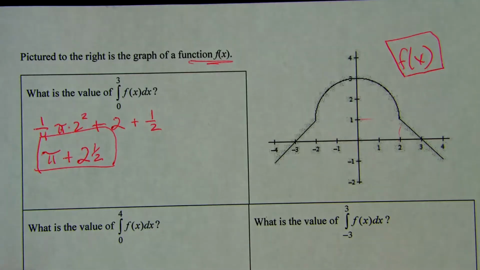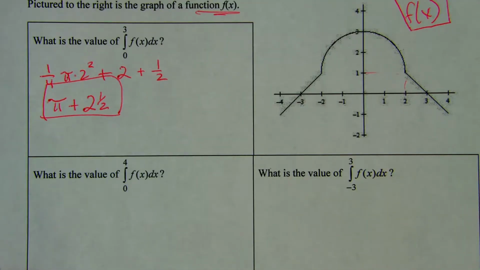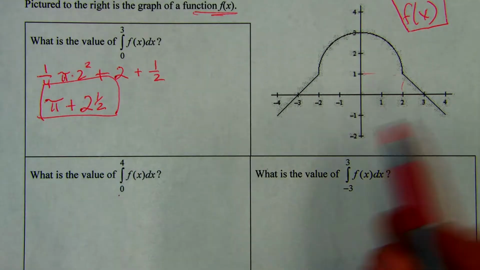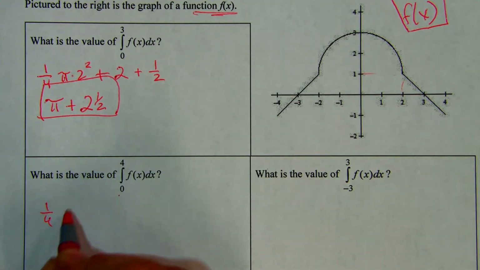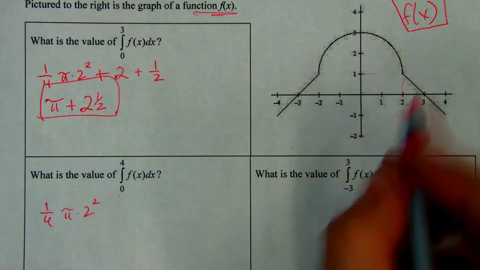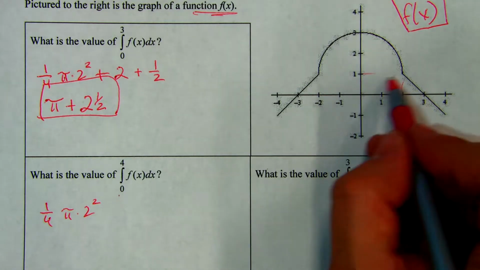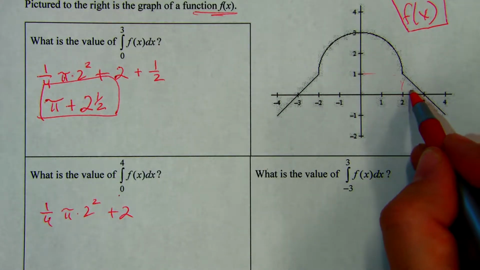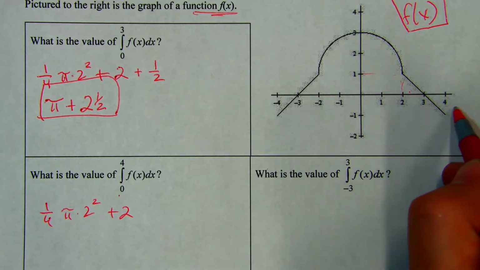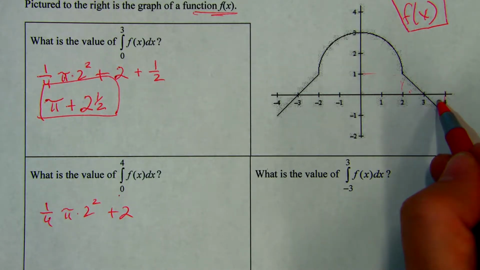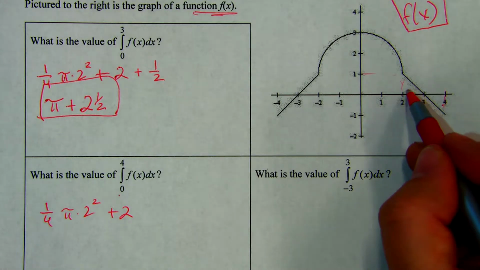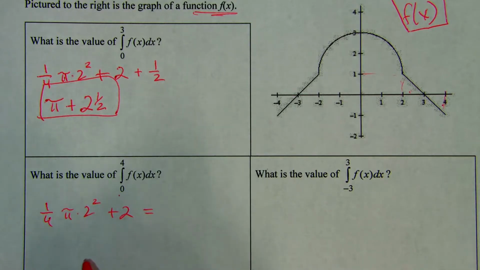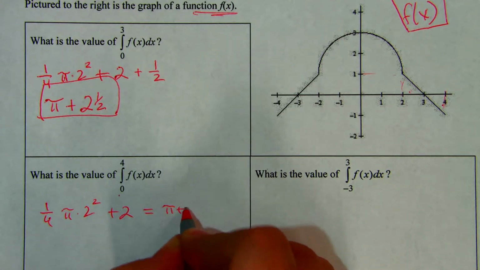If I wanted to do the next one, I'm still looking just at the graph. Now I'm going from 0 to 4, so I'm going to have that same 1/4 pi times 2 squared, this quarter of a circle. I'm going to have the same rectangle here, which has an area of 2. And then I have this triangle here, which I know is 1/2 because I already figured that out. But then I'm going to have this other triangle, because I'm going all the way to 4. I'm going to have this negative counterpart to this triangle. Those are going to cancel out, so that's going to be 0. So I'm going to just end up with pi plus 2.